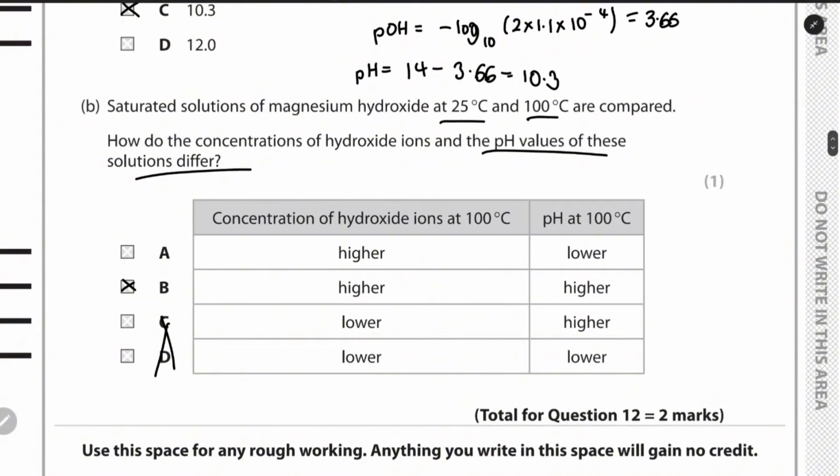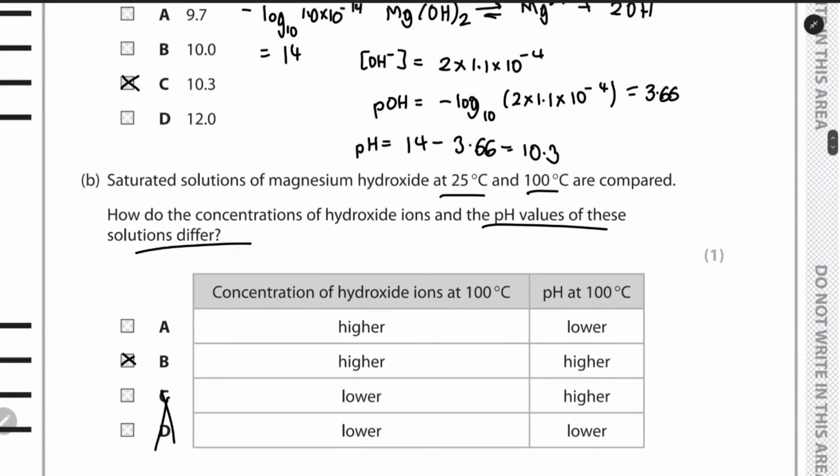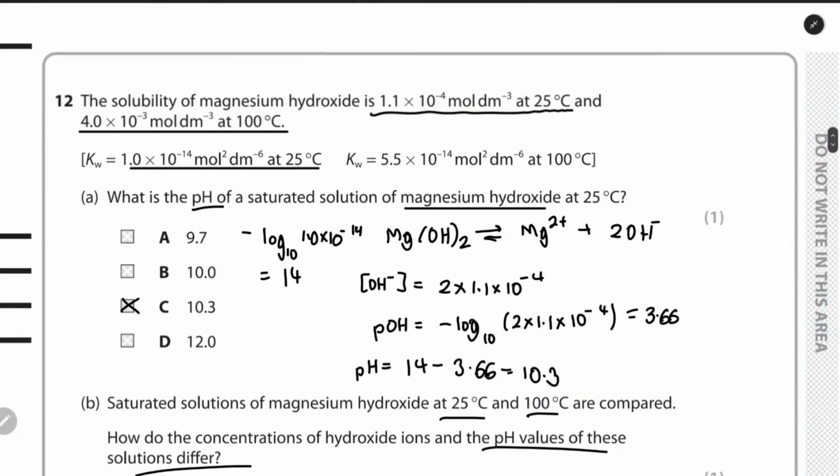As we increase temperature, the pH scale moves to the right. So basically the pH values tend to go higher. You can calculate this right now as well.